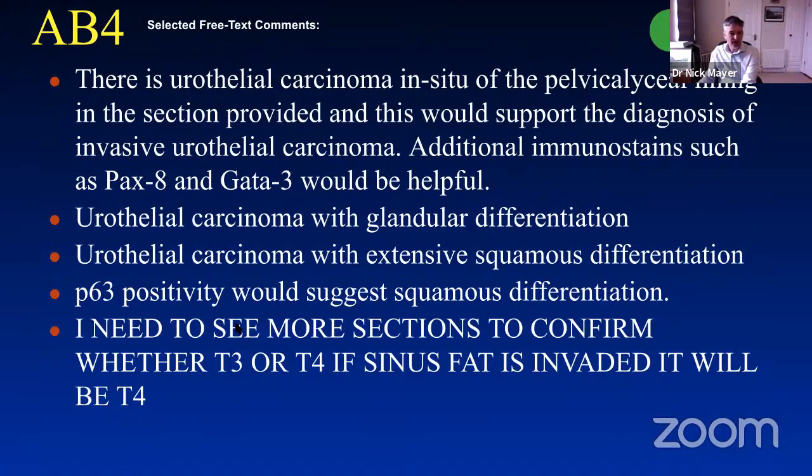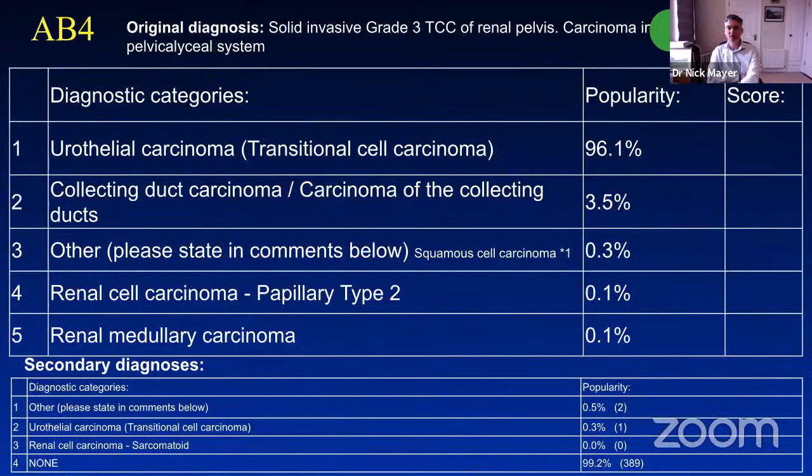And here's someone using capitals to emphasize their point, wanting more sections, but then saying if sinus fat invaded, it will be T4, but if it's sinus fat, it's T3. It's got to be perinephric fat to be T4. So how did we do? Well, there was very high agreement here for this being a urothelial carcinoma.